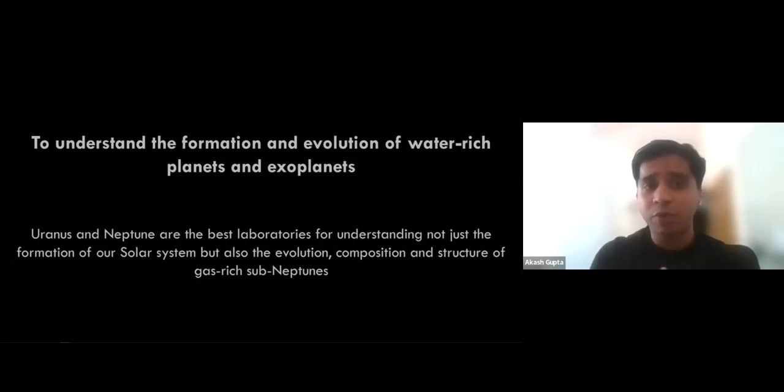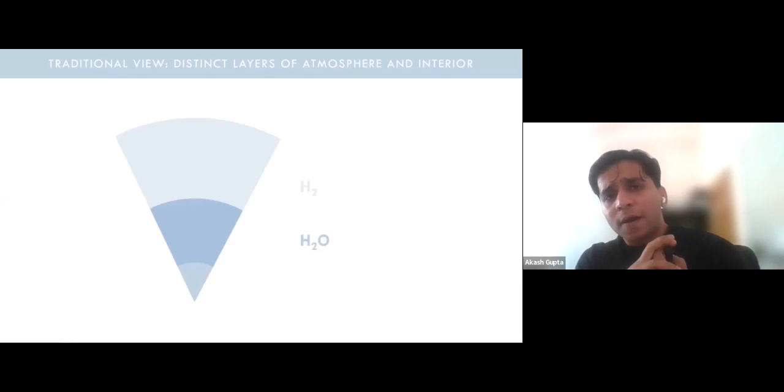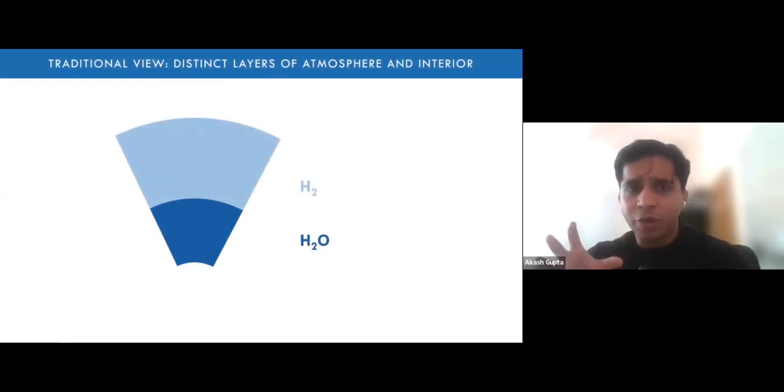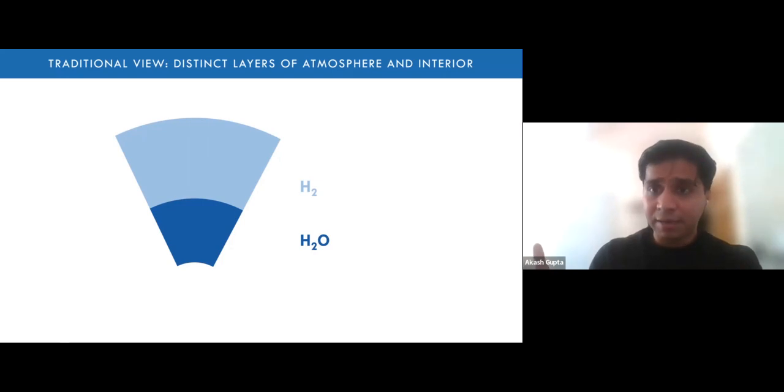Specifically, we're trying to understand the formation and evolution of water-rich planets and exoplanets. Planets like Uranus and Neptune are one of the best laboratories we have for not just understanding our own solar system, but also the evolution, composition, and structure of gas-rich sub-Neptunes. So the traditional view of a Neptune-like planet, let us say, is this: there's a non-interacting hydrogen atmosphere sitting on top of a water-rich interior.